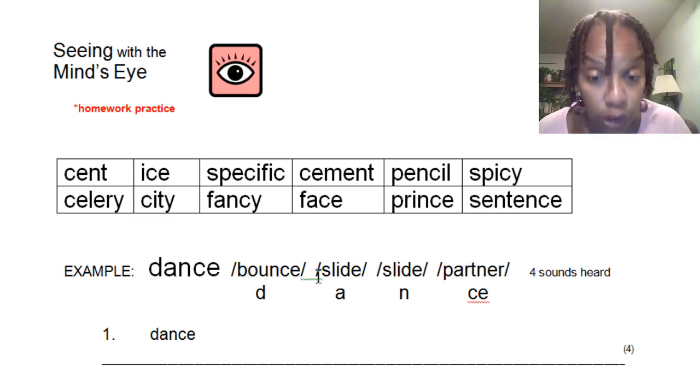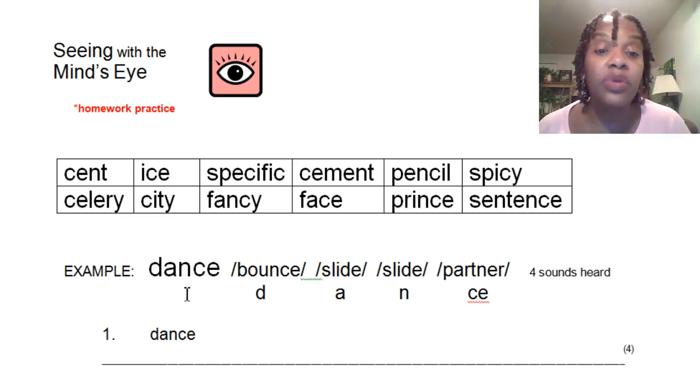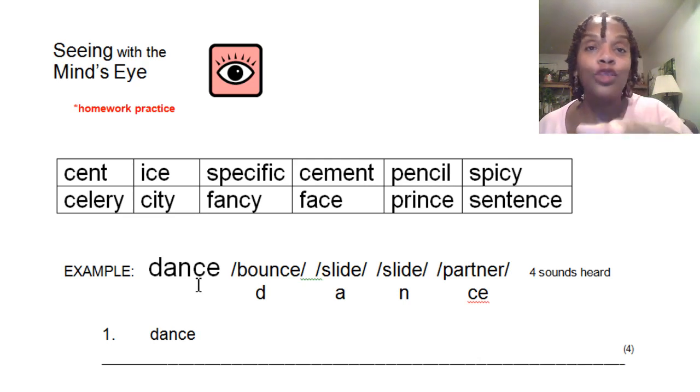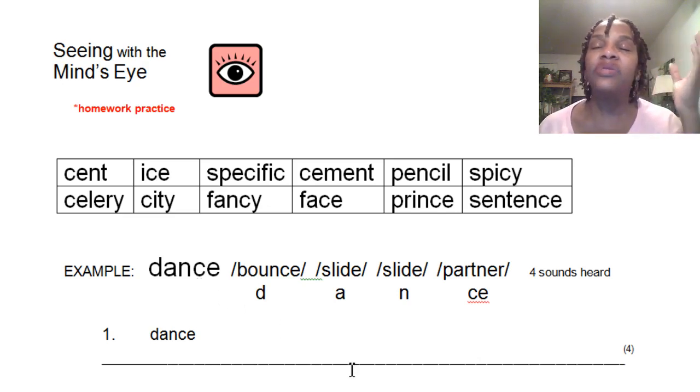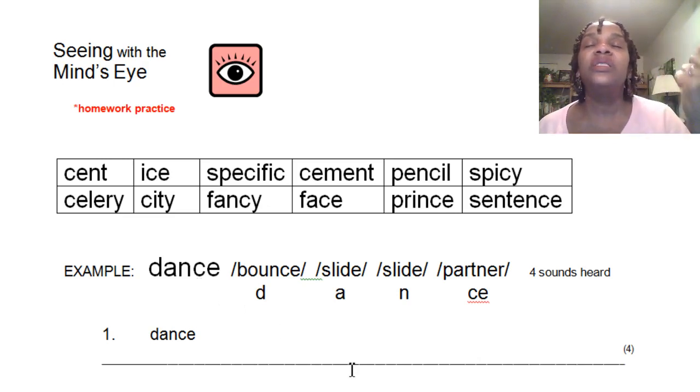So in this first example is the word dance. You said dance. Look at dance. Now close your eyes. Everybody close your eyes. Keep them closed. Don't cheat. Dance. And then dance. How many sounds you hear in dance? Let's see, we hear d, s. Open your eyes. You hear 4 sounds in dance, don't you? But look at it.